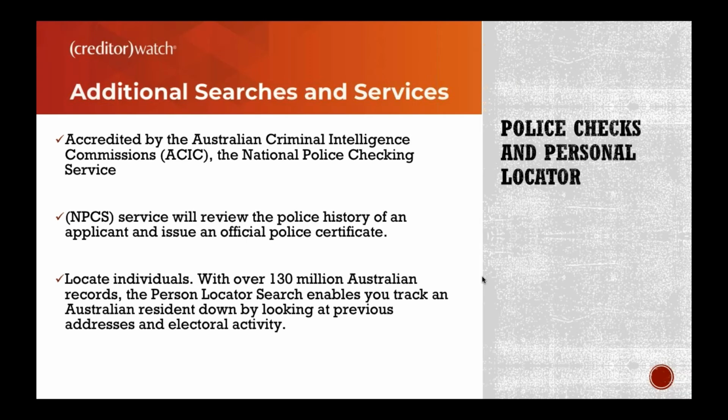The personal locator service, to track down an individual, potentially a skip trace case, or you haven't been able to make contact with someone internally before you've actually sent it out to a debt collector, for instance. You might want to do your own skip trace efforts. So again, available within this portal, over 130 million Australian records. It's a great way to start tracking down people who may have moved on from a commercial or residential address.